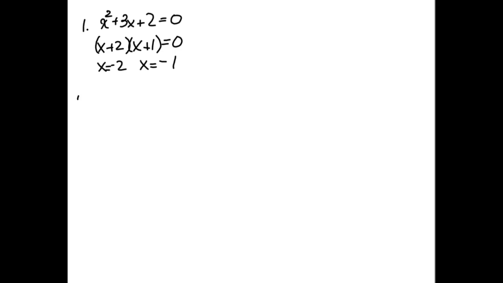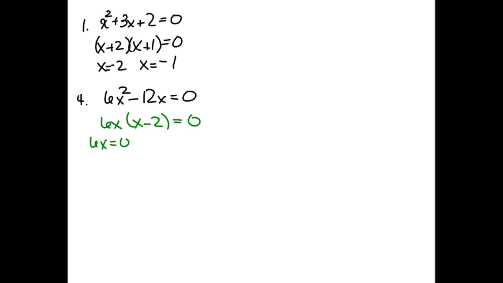Let's look at number 4. If we look at number 4, it looks like this: 6x squared minus 12x equals 0. Well, that looks just like on our chart for factoring. Did you notice I have a GCF? So let's factor out a 6 and an x, and we're left with 6x times x minus 2 equals 0. Once again, if the whole thing equals 0, each part equals 0. So we've got 6x equals 0, so x equals 0. And x minus 2 equals 0, so x equals 2.